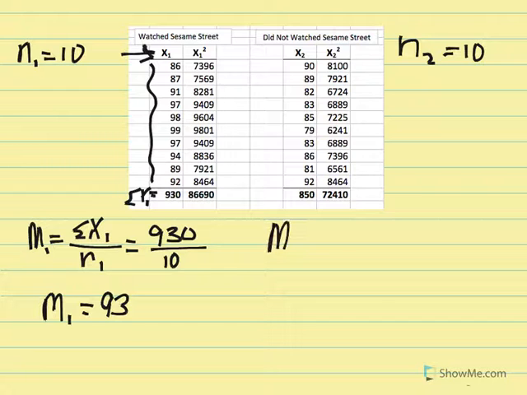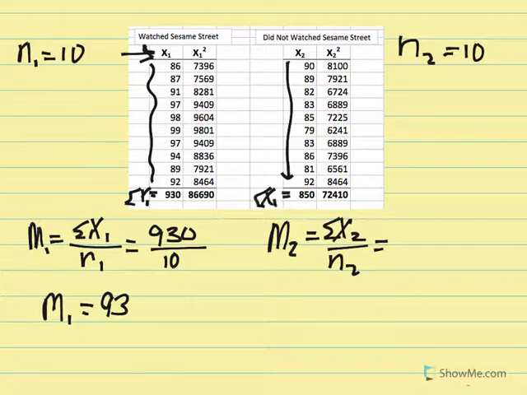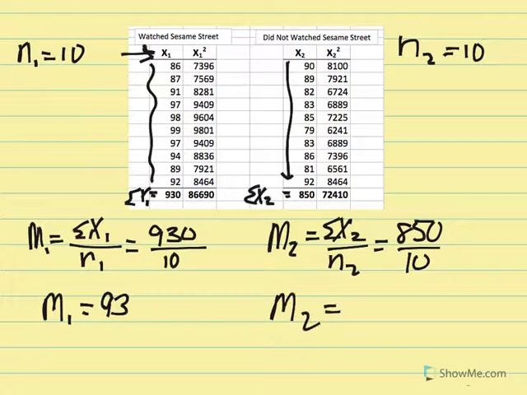Similarly, we'll do the same with our second distribution, so the average of x sub 2 over n2. So here are all the scores for those 10 individuals, and this represents the sum of all those 10 scores for our second distribution. Sum of x sub 2 is equal to 850. And we have 10 individuals, so the average score for these high school students that did not watch Sesame Street as children is equal to 85.